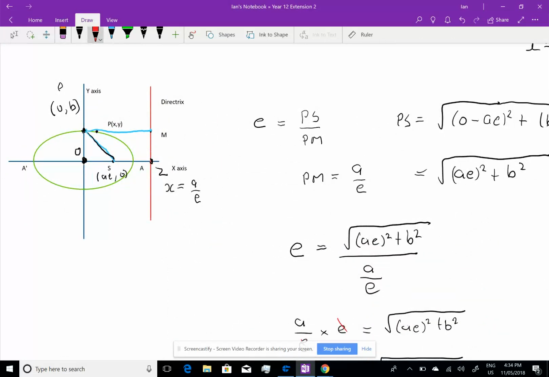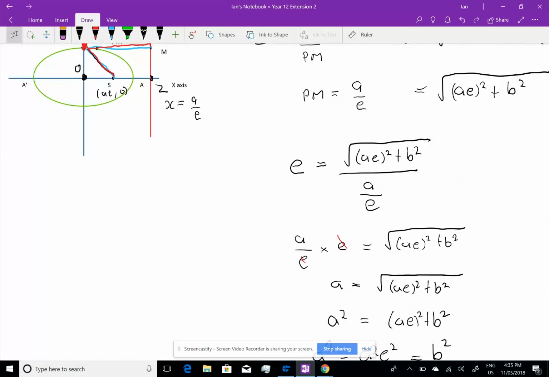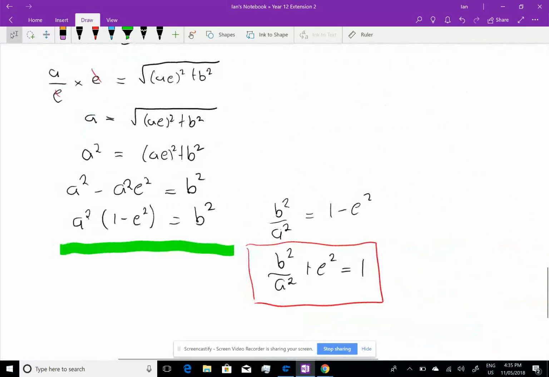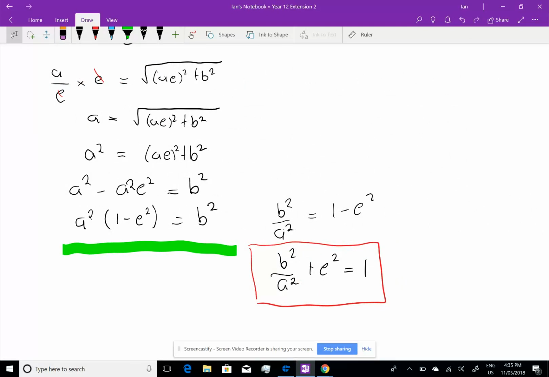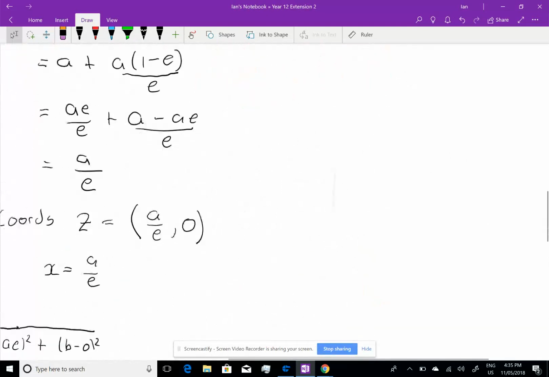I picked the point P up here. I calculated this distance, PM. It was just A on E. I calculated this distance. I used the fact that the eccentricity equaled PS over PM. I did some algebra and I got these two results. So remember that, I'm going to come back to them. Okay, so let's go back up here, which is where we were at.